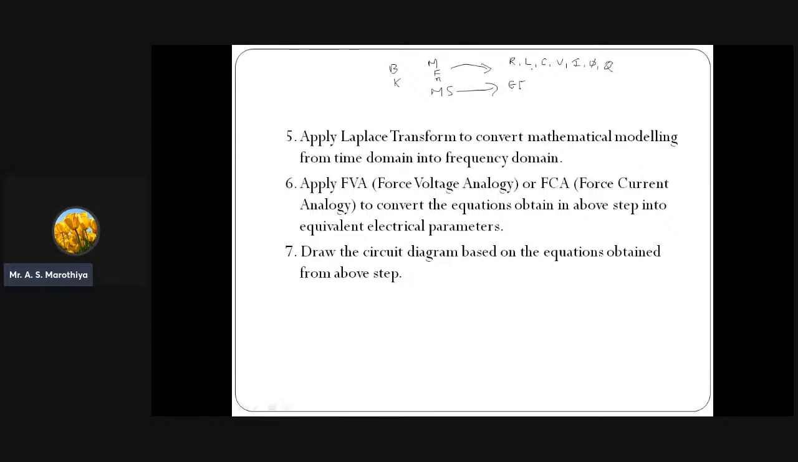So how do we convert these various components of the mechanical system into analogous electrical components? For that we have two different topologies. The first one is called the force-voltage topology, and the second one is called the force-current topology. And once we have the representation of a system in terms of analogous electrical parameters, then we need to draw the circuit diagram.